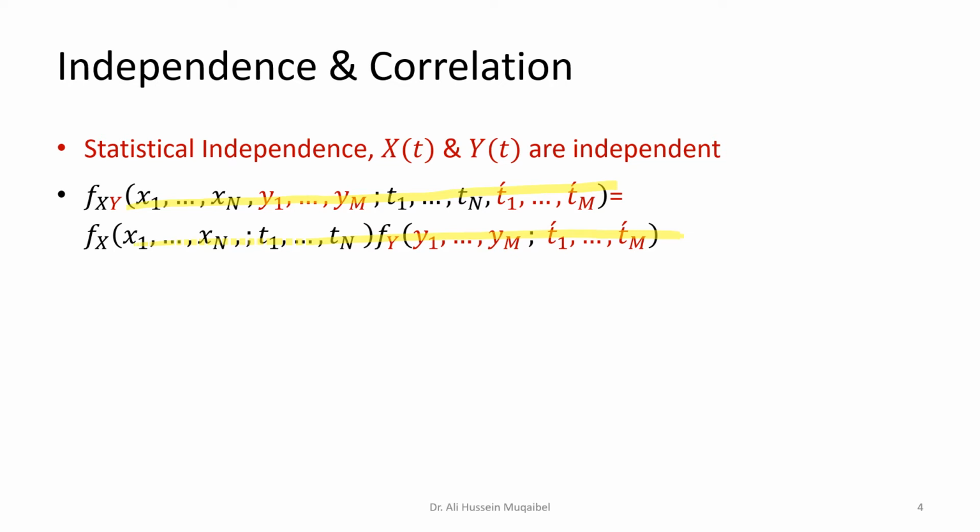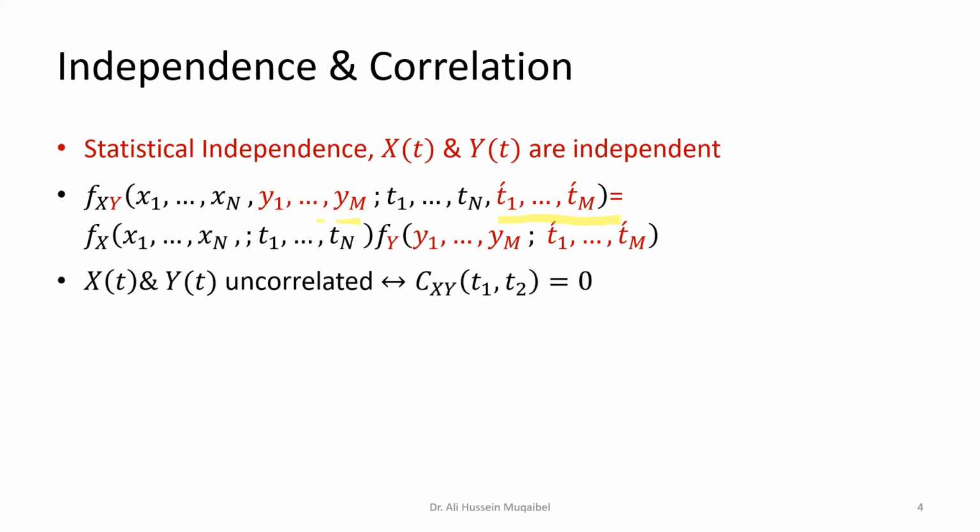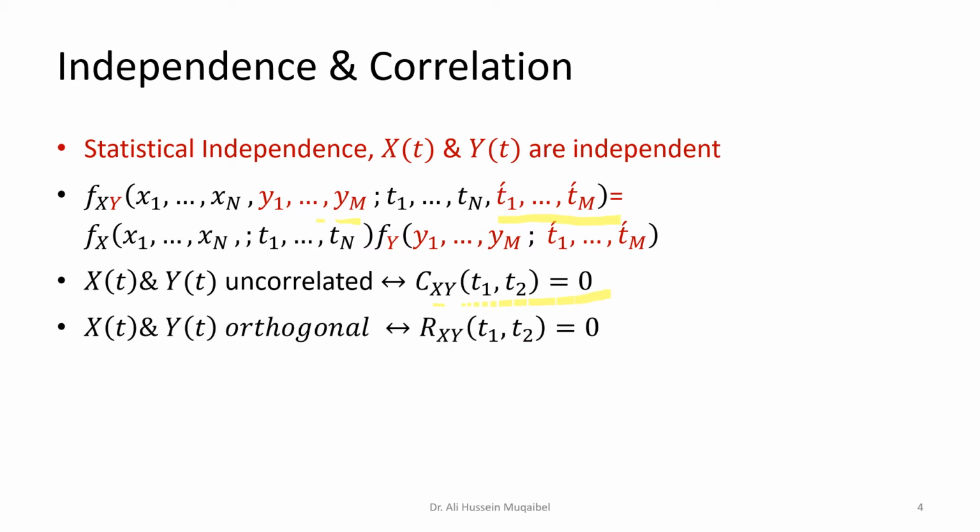I'm just distinguishing things with color so that you can tell that we have Y in red and the associated time variable is also in red. So we need different time variables for X and Y. We're not just comparing them at the same instant. We're comparing the weight now with the height after 1 year and so on. Okay. If X and Y are uncorrelated, then the covariance is equal to 0. If X and Y are orthogonal, the correlation is equal to 0. And if they are independent, we can conclude they are uncorrelated automatically.